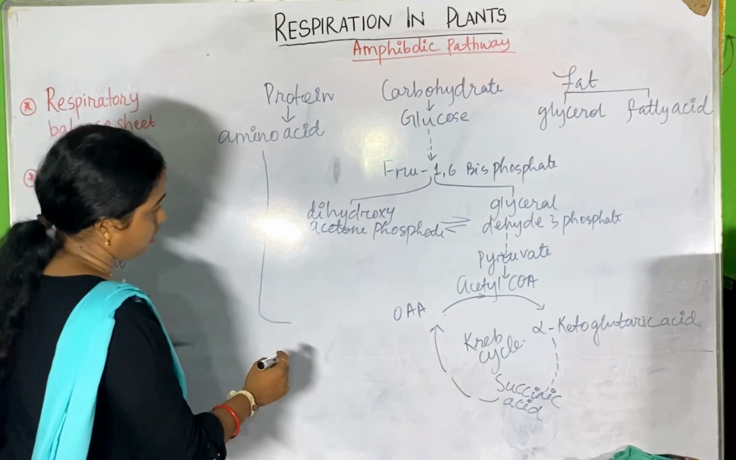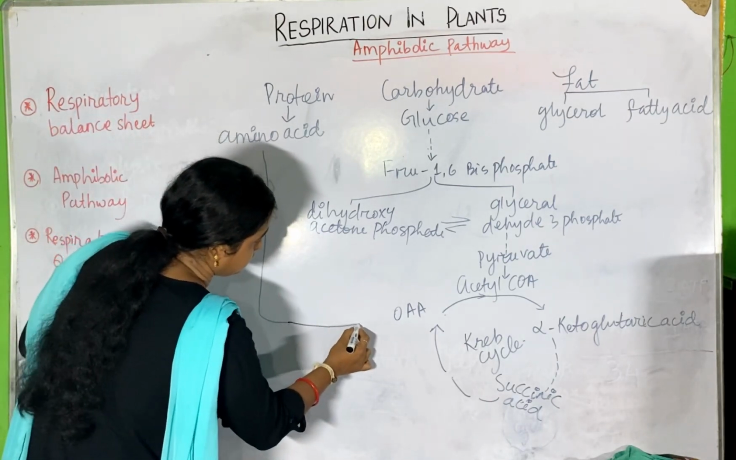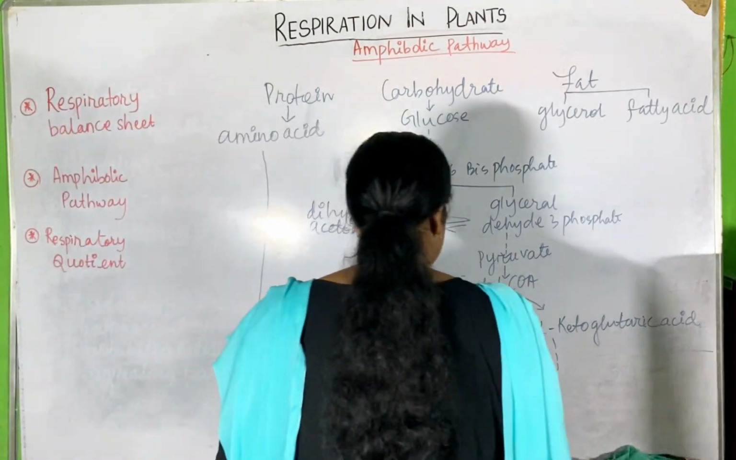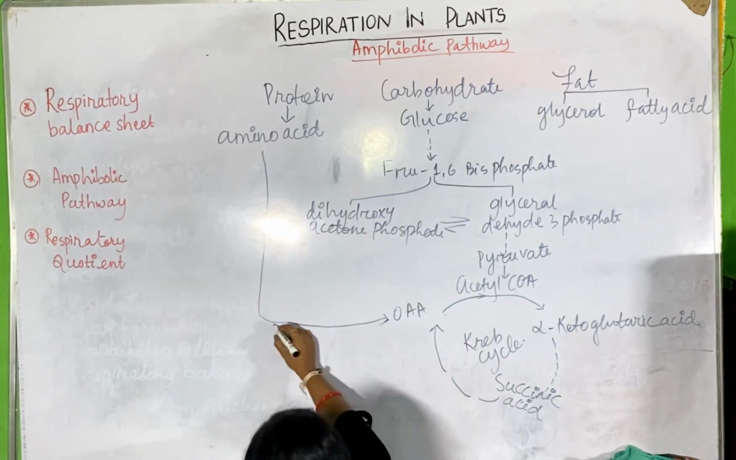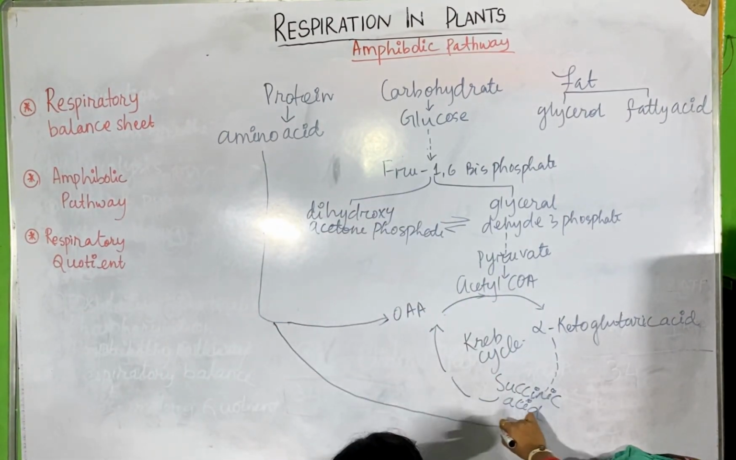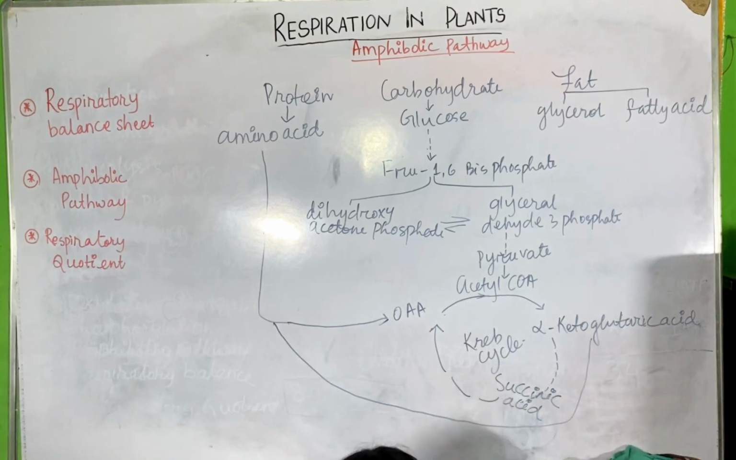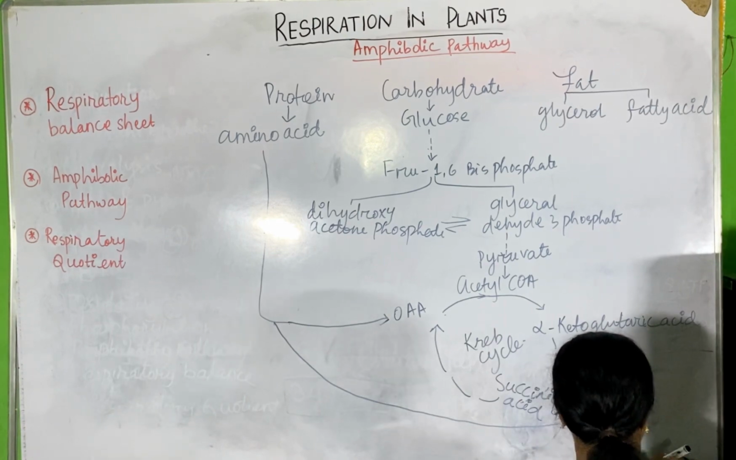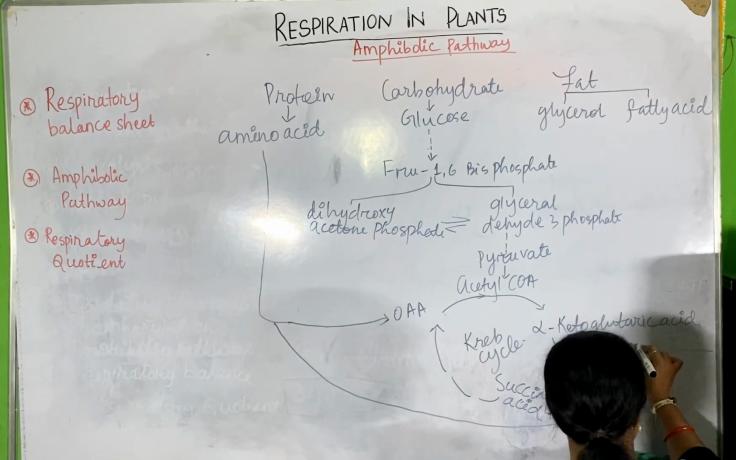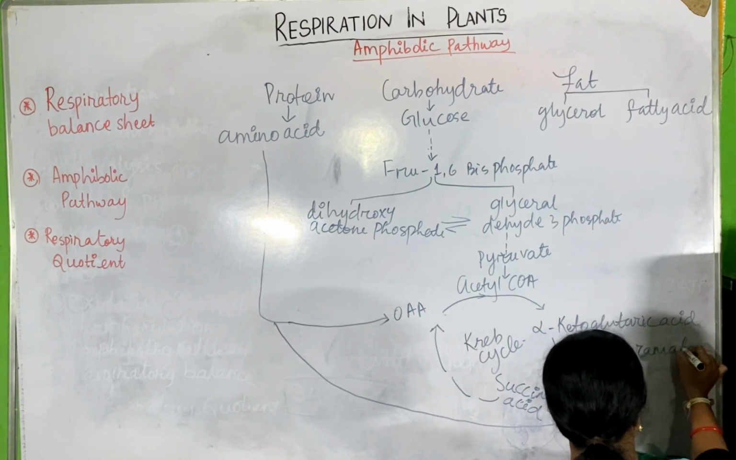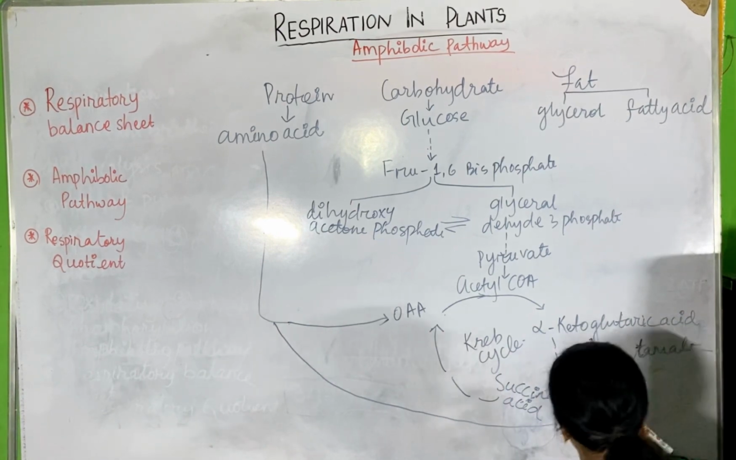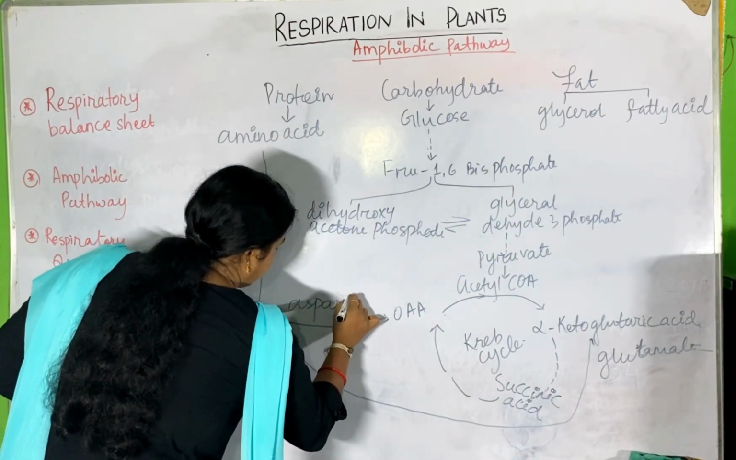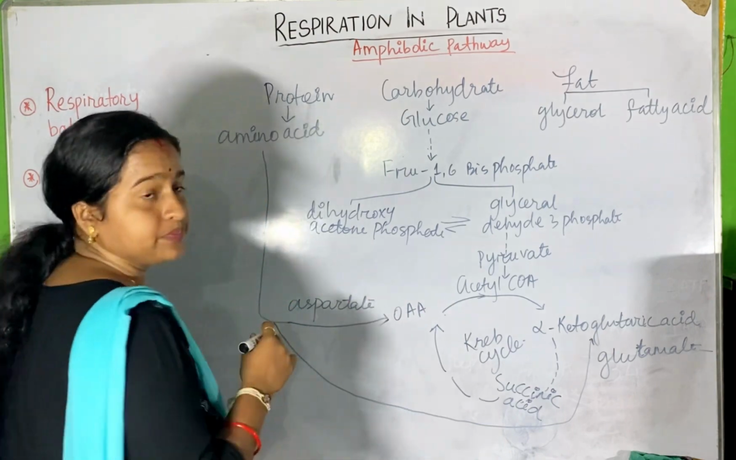The amino acid can enter to oxaloacetic acid, and it can enter to the alpha keto glutaric acid. In alpha keto glutaric acid, it will enter as glutamate, and for oxaloacetic acid it will enter as aspartate.